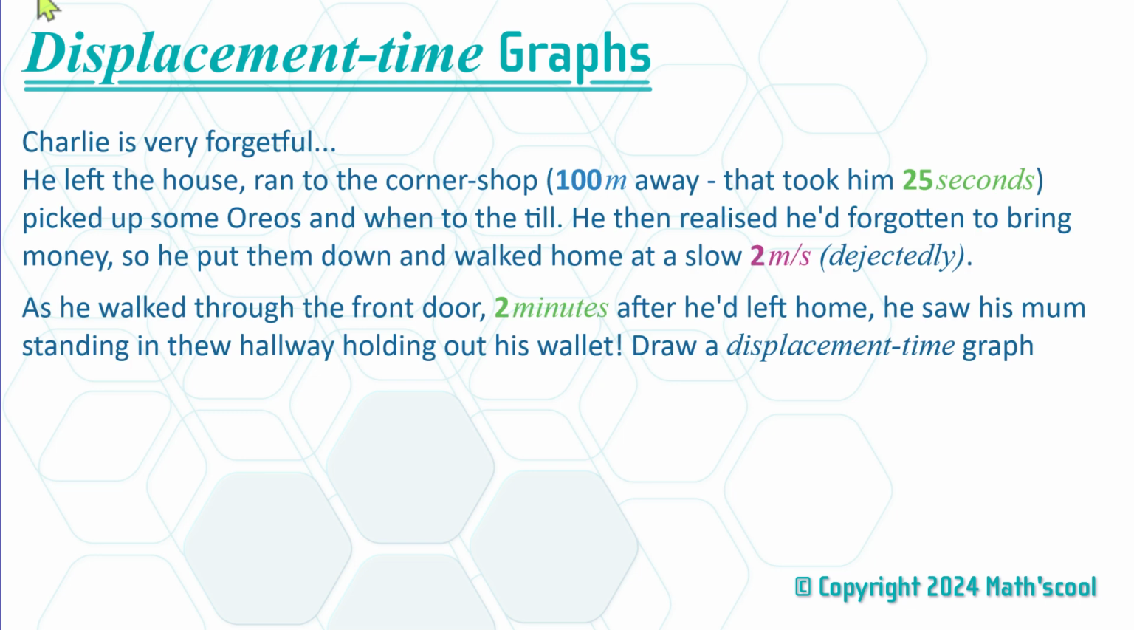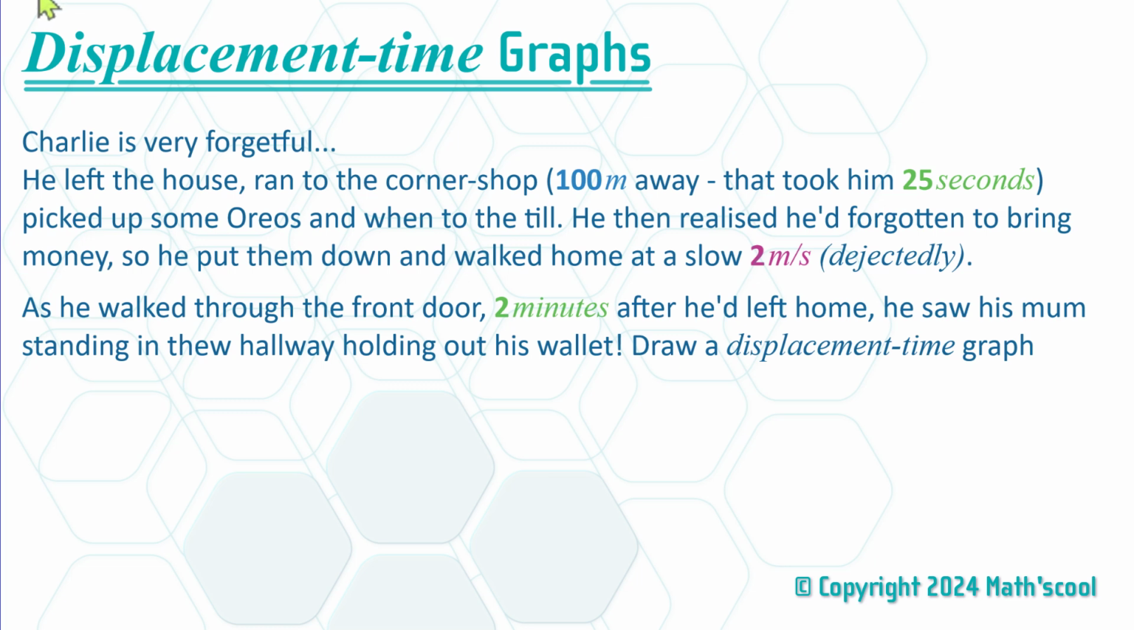Charlie is very forgetful. He left his house, ran to the corner shop 100 meters away, and that took him 25 seconds. He picked up some Oreos and went to the till. He then realized he'd forgotten to bring money, so he put them down and walked away at a slow, dejected 2 meters per second. As he walked through the front door 2 minutes after he'd left, he saw his mum standing in the hallway holding out his wallet. Draw a displacement time graph.